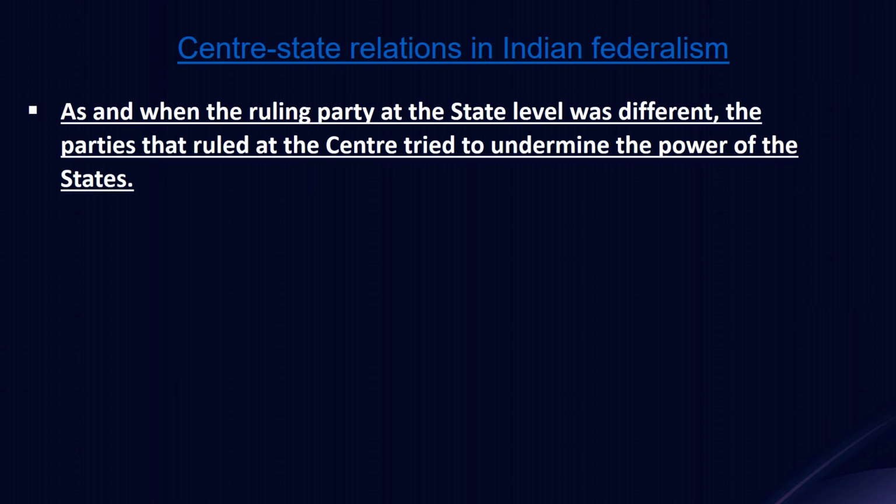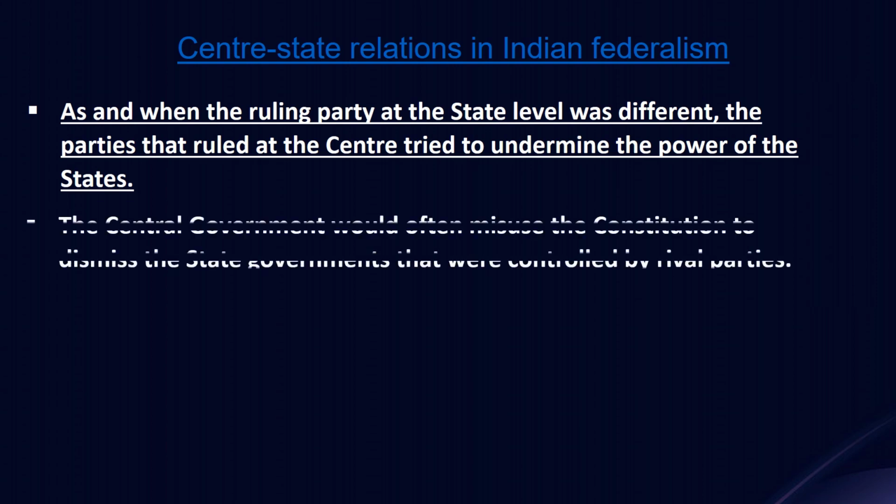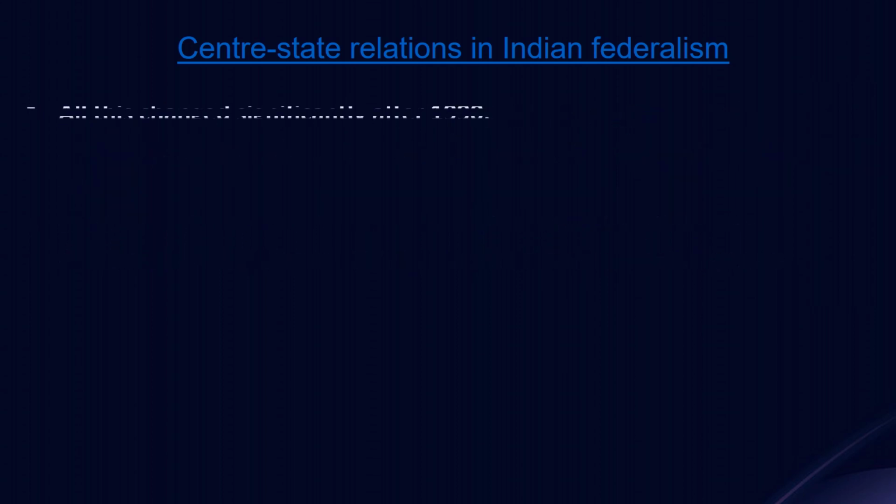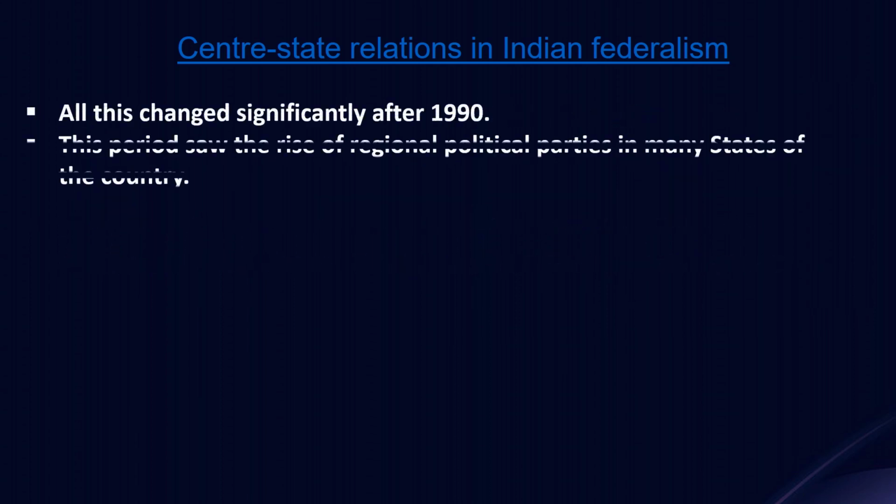then the party that ruled at the center tried to undermine the power of states, or it tried to reduce the powers of state governments. Even the central governments often misused the constitution. Means sometimes the central government made changes in the constitution to dismiss the state governments. But all this changed after 1990. What happened after 1990? This period saw the rise of regional political parties in many states of India.